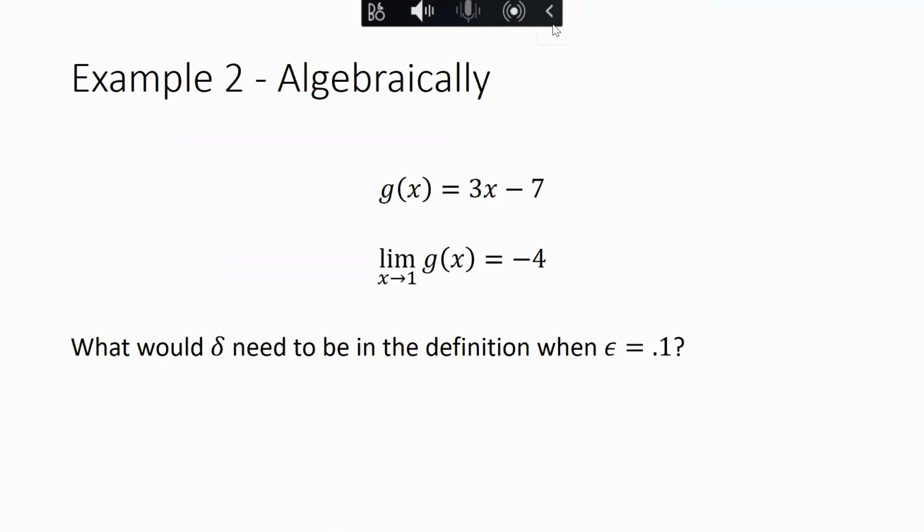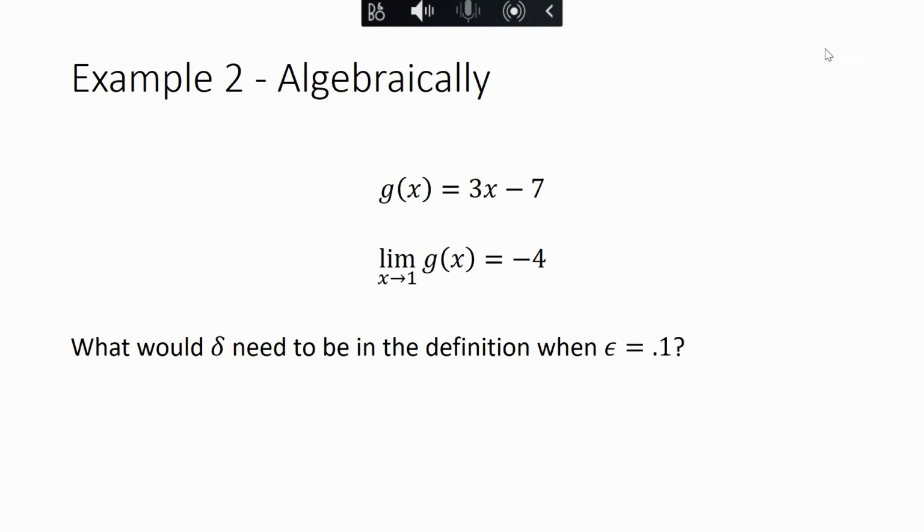So this question asks a simple question. We have this function. We already know the limit. So let's find the delta that we would need if I forced my epsilon to be the number 0.1.